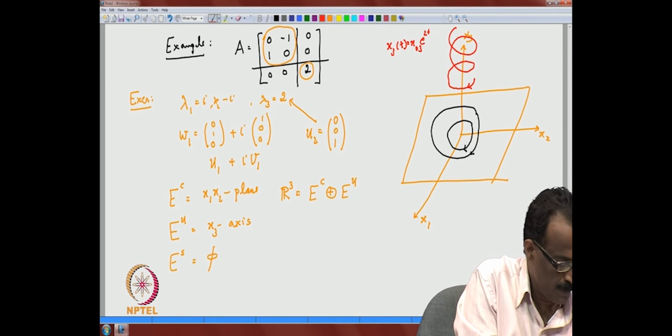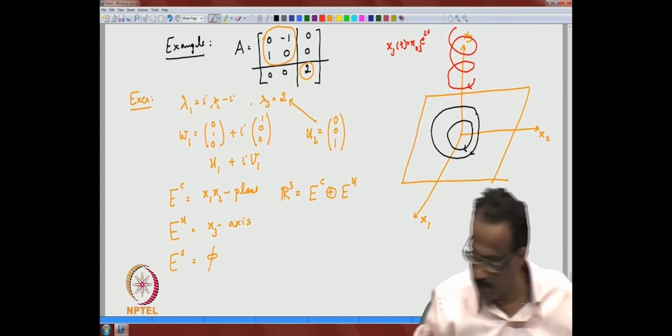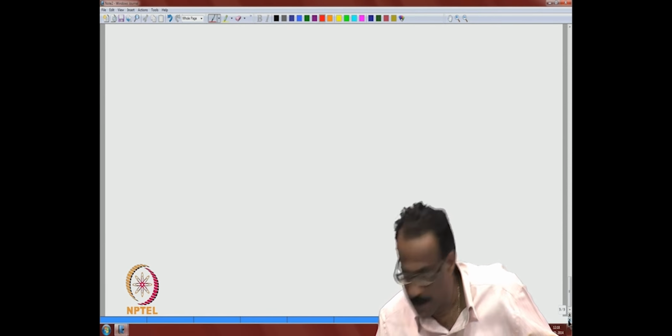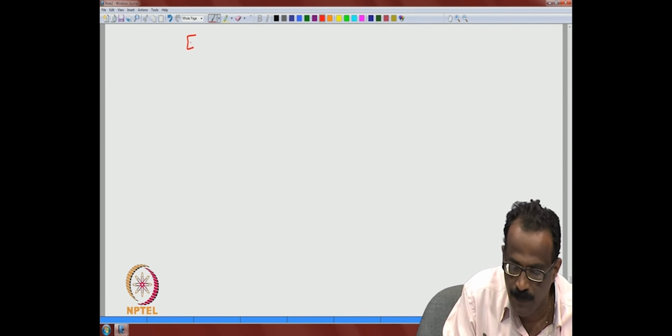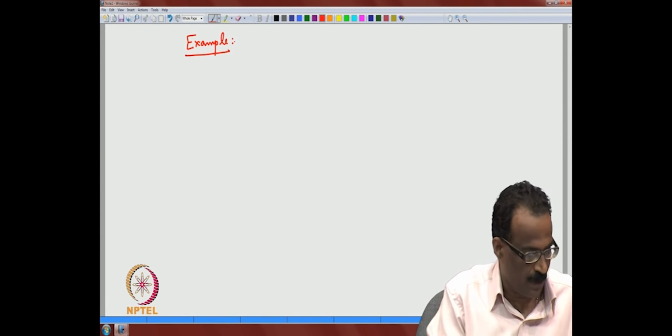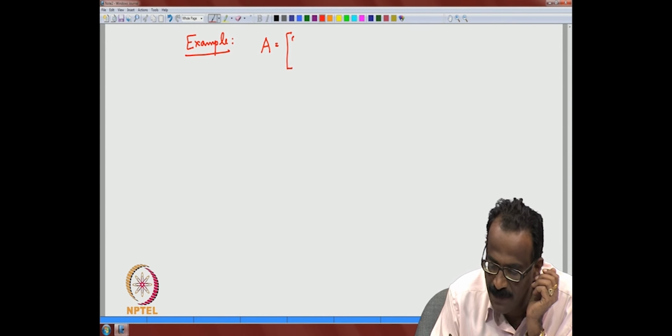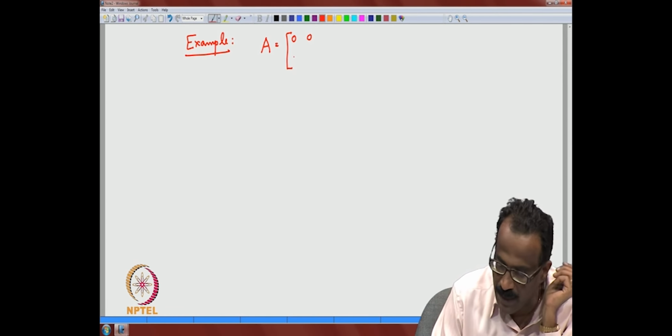Maybe one more example now, and then in the next class I will give one more example if I have time. The examples are the best way of imagining. We have already seen an A with one eigenvalue 0. Now, I want to have an A with both eigenvalues 0.